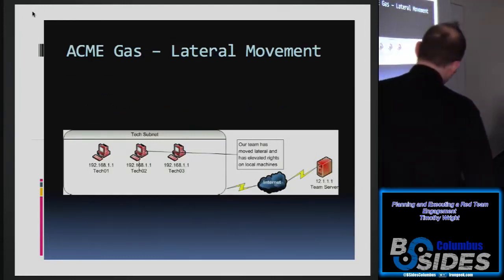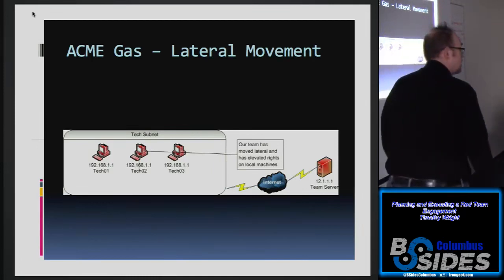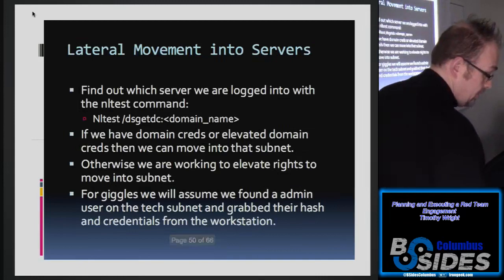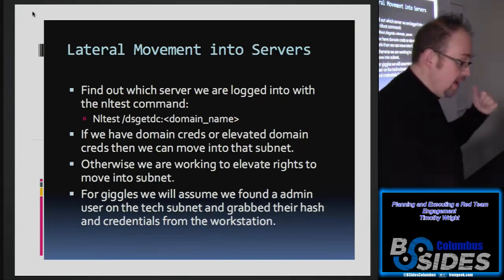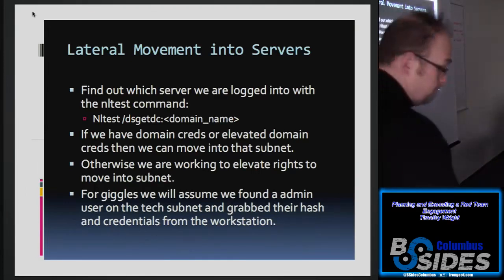So at some point, our team gains elevated rights in the tech subnet. We've moved laterally, we've owned all the boxes. Using something like NL test, we're going to run and find out exactly which machines we're logged into now. Which server am I logged into? I'm going to run that command. And then we're going to try to pivot over into our server subnet.